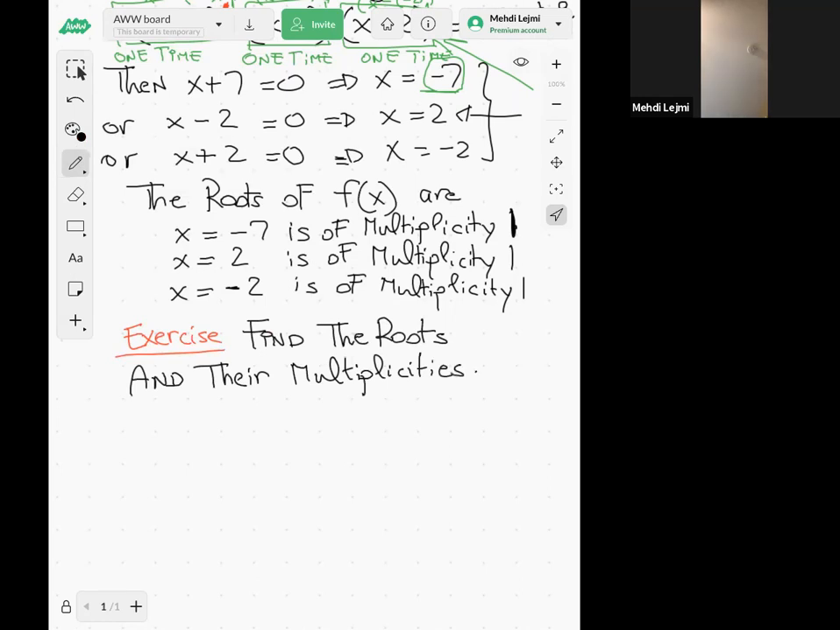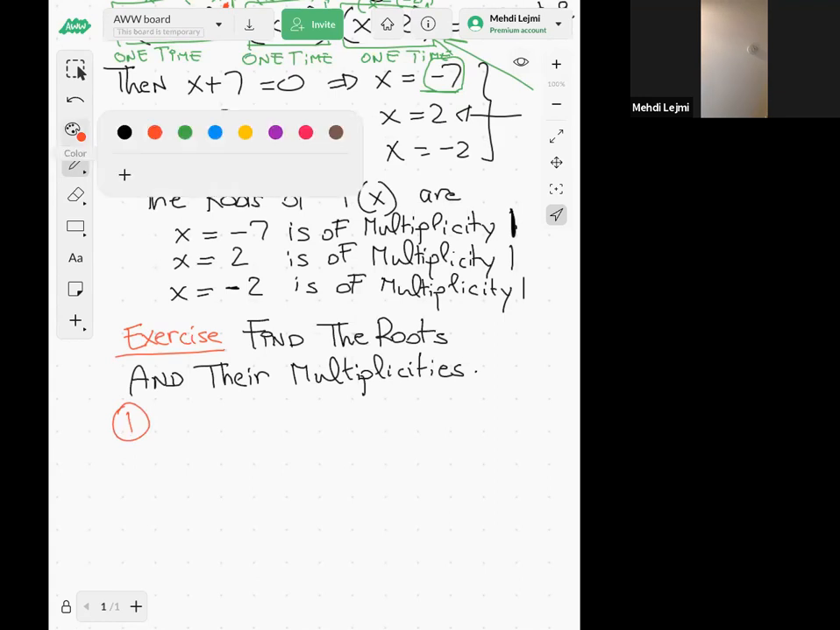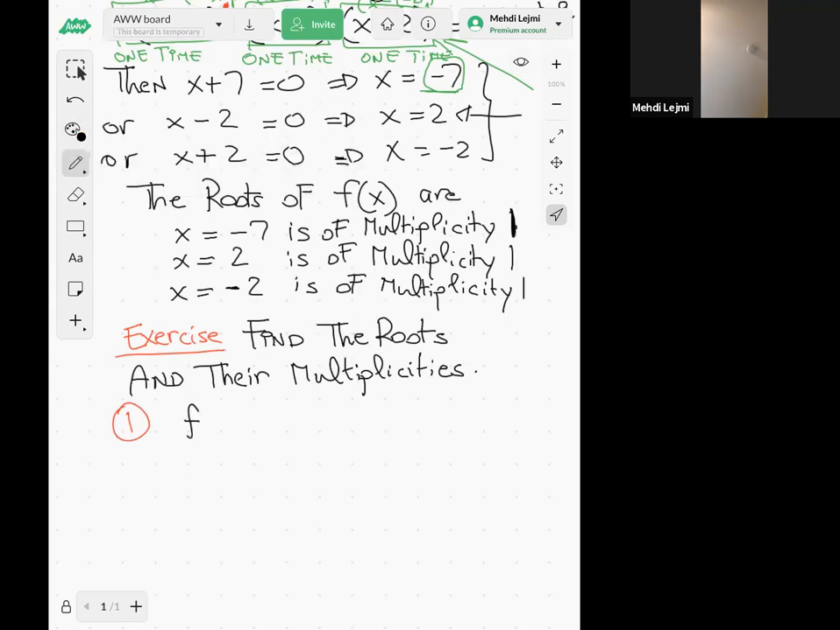Okay, so number 1. Let's say f of x is x cubed plus 4x squared plus 4x.